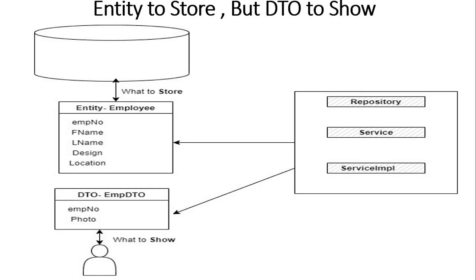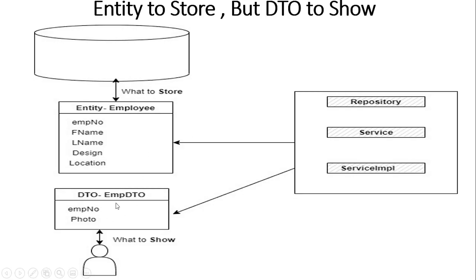In this diagram I am trying to show you an entity called employee, which may have various attributes: employee number, fname, lname, designation, location, and a lot of different things, which will be stored in an employee table in the database, and that is going to be used by the repositories, services, service IMPL. I will discuss that in a later video. If you have not seen the previous video where I created the database connection, I will put the link of that video in the description box.